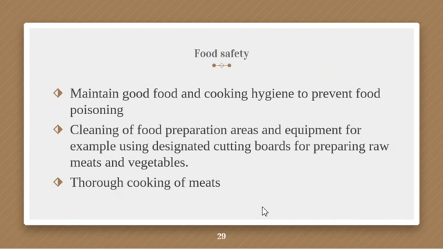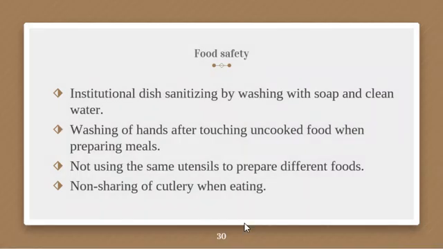And for food safety, maintain good food and cooking hygiene to prevent food poisoning. Clean food preparation areas and equipment, for example, using designated cutting boards for preparing raw meat and vegetables, and thorough cooking of meats. That's also very important. Institutional dish sanitizing by washing with soap and clean water, washing of hands after touching uncooked food, not using the same utensil, not sharing of cutlery when eating.